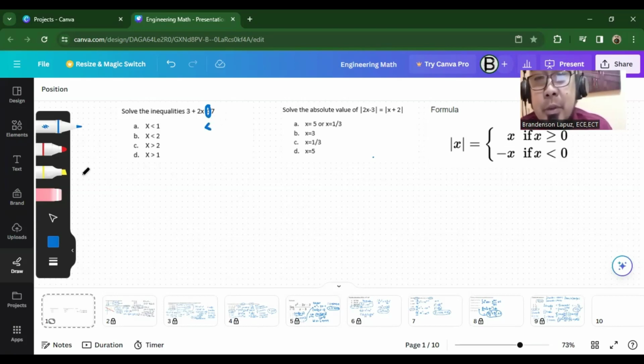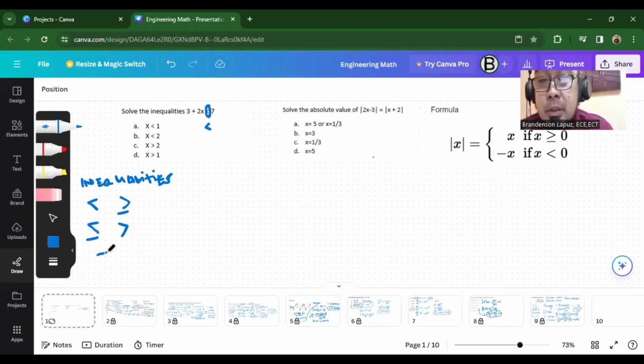So before going to the topic, what are the inequalities? Recalling back, we have less than, then less than or equal, greater than, greater than or equal, and the last one is not equal. So these are the signs for inequalities.